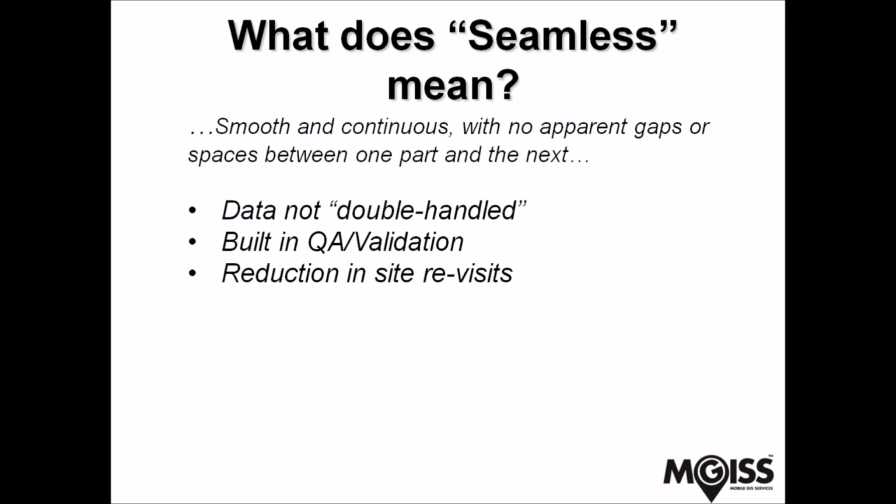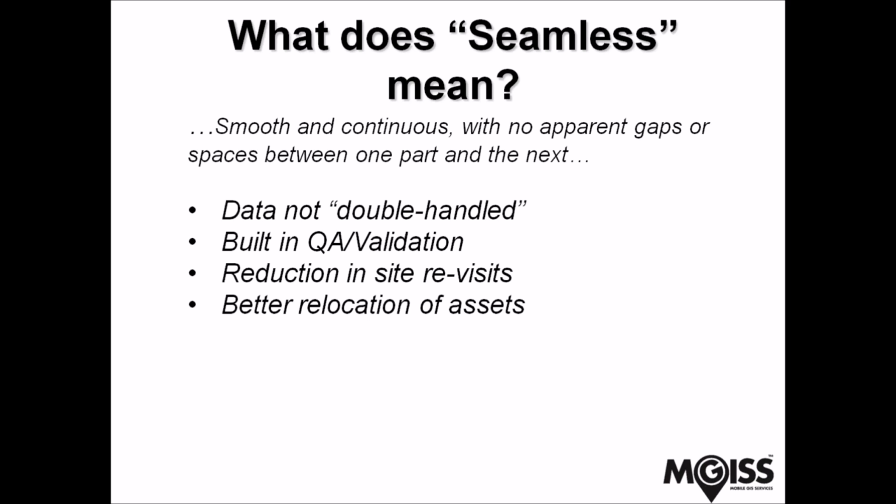One of the more practical benefits to looking at more of a seamless approach is to reduce the amount of site revisits, or the amount of time you've got to spend trying to validate information, and that can very often mean that the field operatives have got to go back out, sometimes long distances, in order to get the right information.